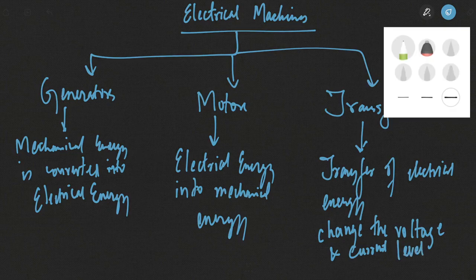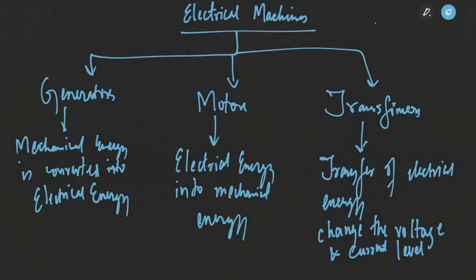So while maintaining the same amount of power at two ends of the circuits, two different circuits or three different circuits, we can actually obtain different voltage and current levels. So in a broader sense, these are your electrical machines: generators, motors and transformers. This is one set of classification we can make of electrical machines.